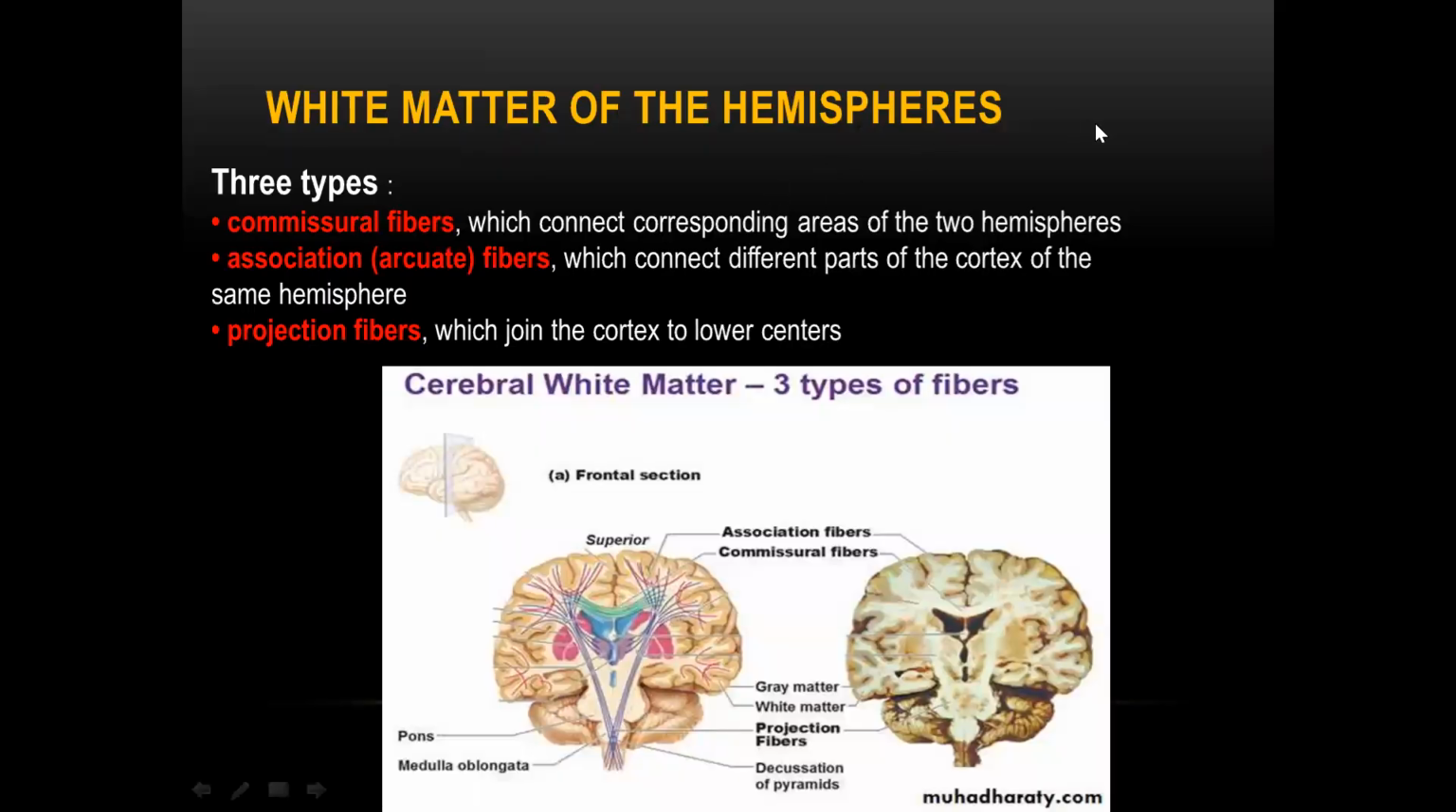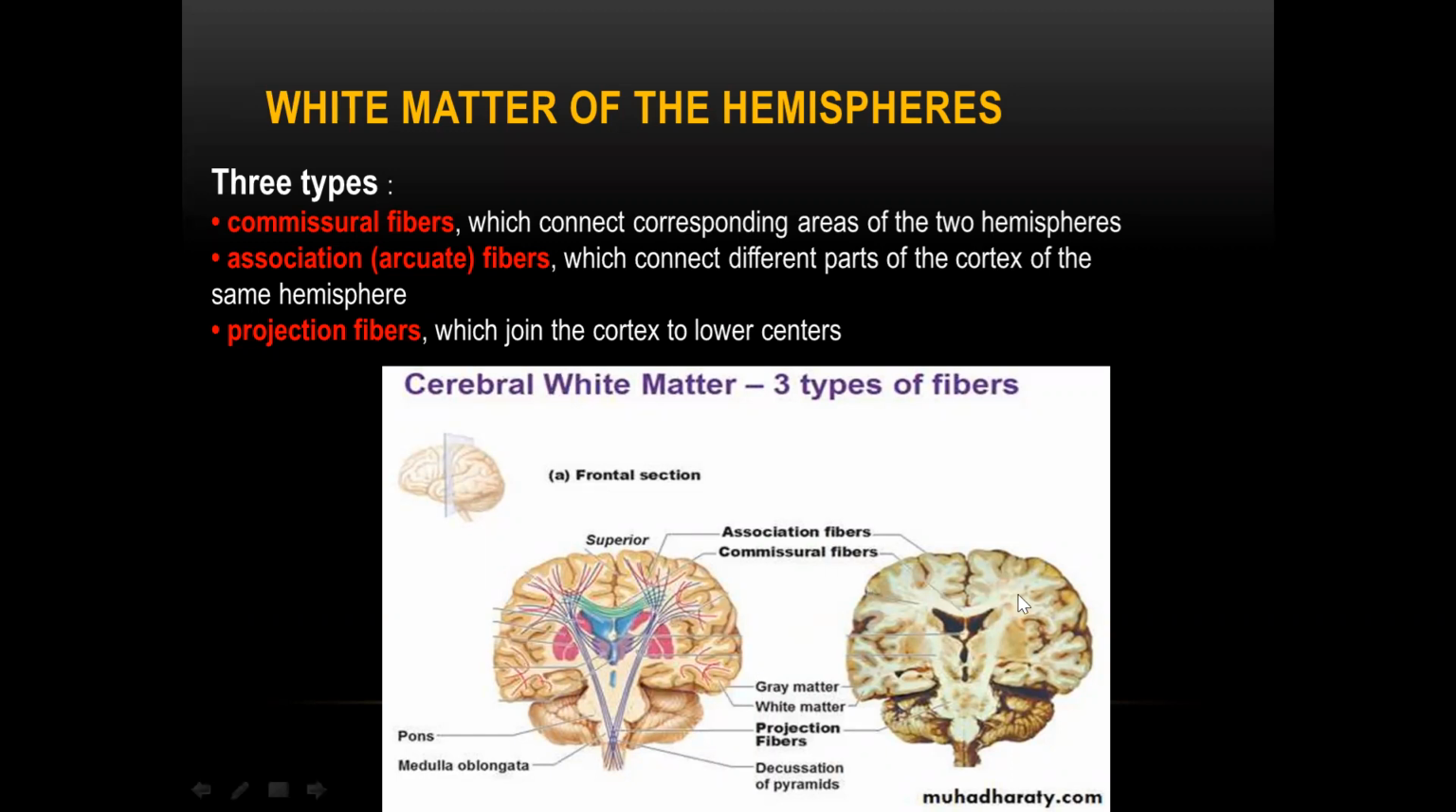Now we talk about the white matter of the cerebral hemispheres. White matter represents the fibers of the neurons, meaning the axons of the neurons located in the gray matter. There are three types of fibers. The commissural fibers connect the corresponding areas of the two hemispheres.